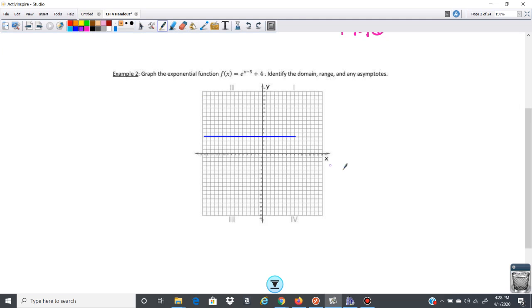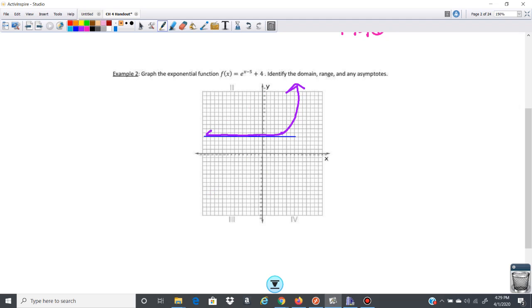So we had a point at 5, 5, 1, 2, 3, 4, 5, 1, 2, 3, 4, 5. So we had a point there. That was where the turn happened. So we're kind of going like this. And then we go up like that. So that's what that graph looks like.